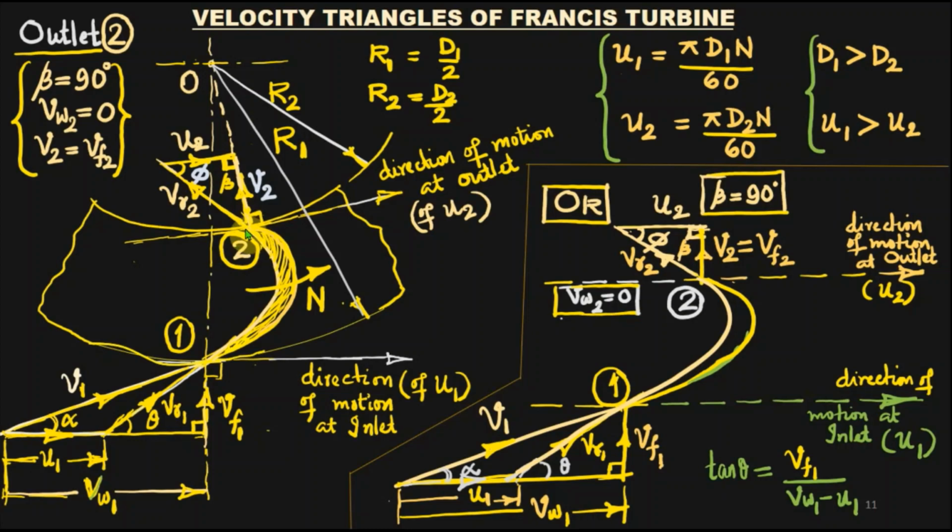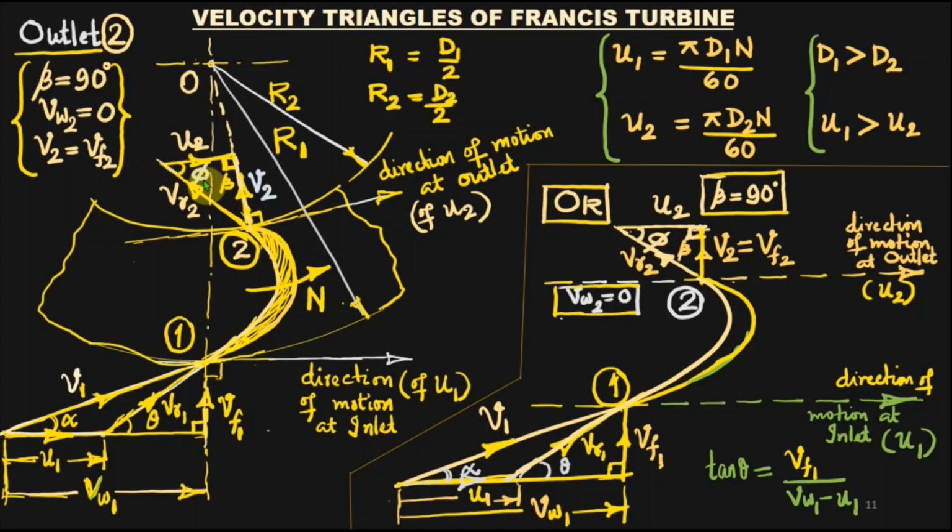Therefore, this V2 must be along the radius. So V2 is along the radius and U2 is this much, and VR2 is along the tangent to the blade surface at outlet, and this small right triangle represents the velocity triangle at outlet. It's very simple. And the inclination of VR2 with U2, that is angle phi, is the vane angle or blade angle at outlet.